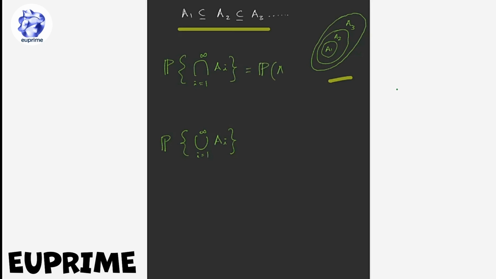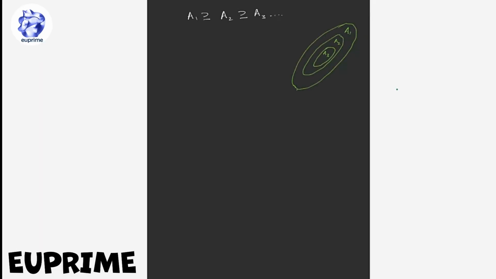This is A1, the probability of A1. What about this one, the second one? This is the limit as n tends to infinity of the probability of the nth event. You can think about why that is the case. Now, what if the opposite sequence is given, where A1 is a superset of A2, and A2 is a superset of A3? So again, find out the disjoint sets, and use the property that the probability of a disjoint union can be written as a summation of individual probabilities.